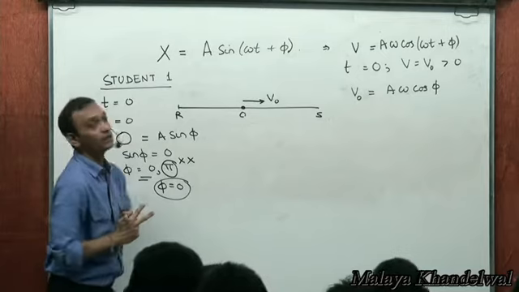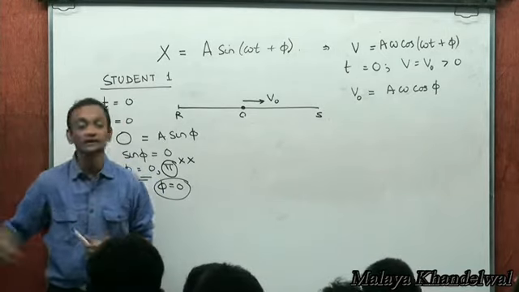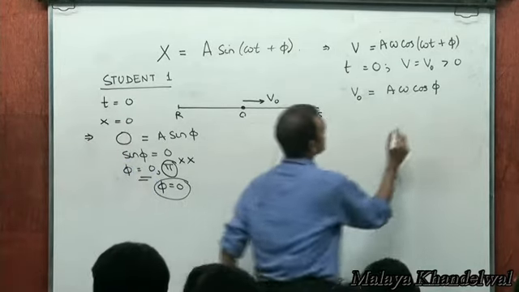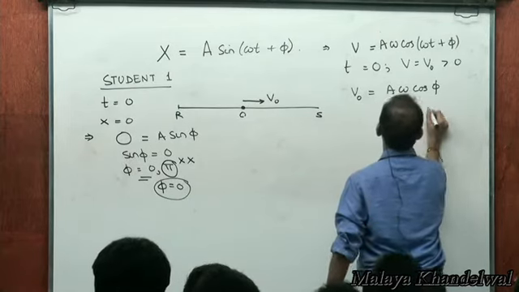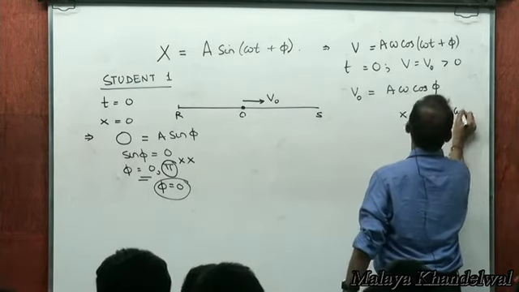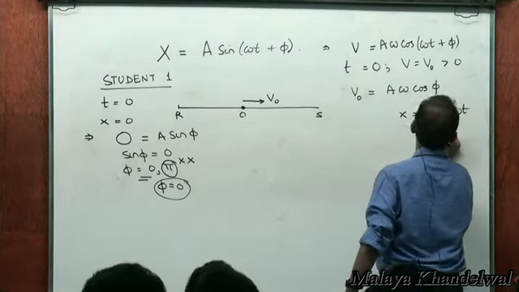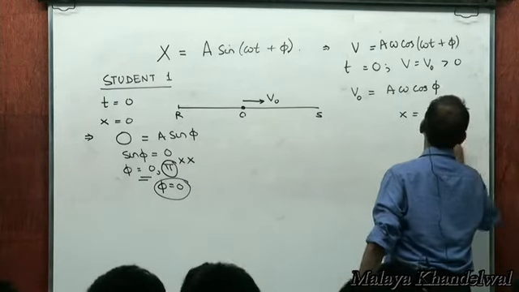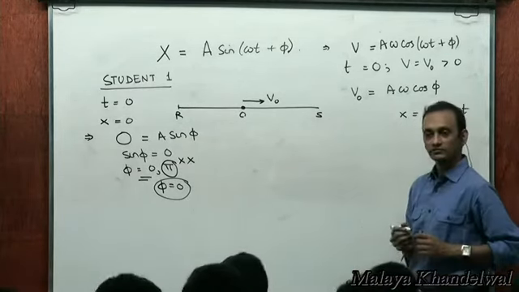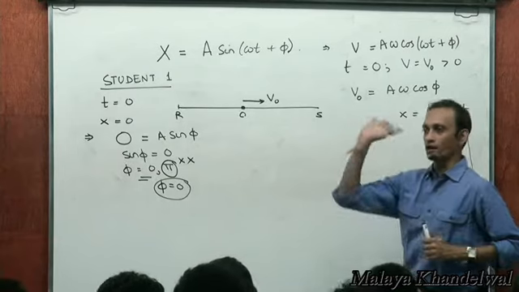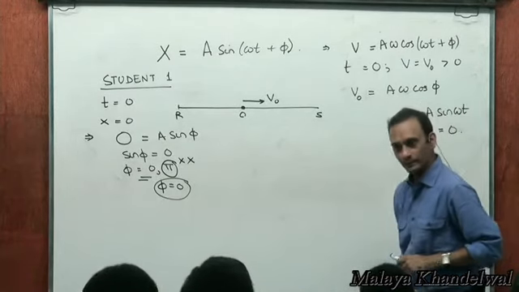Therefore, here he goes back to his professor and he says, the motion is described by x equals a sine omega t. Phase constant is found, after a lot of hard work, to be 0. This is student 1.